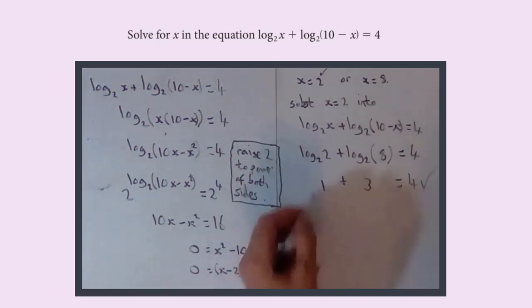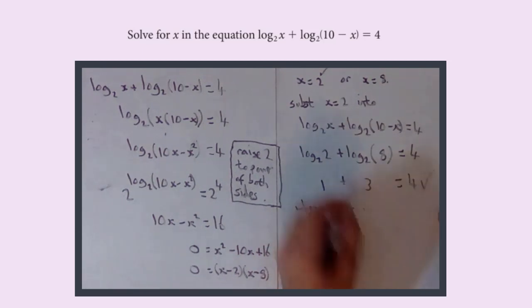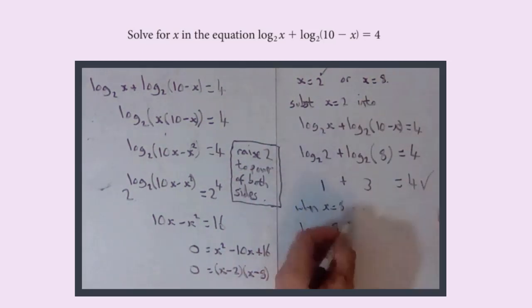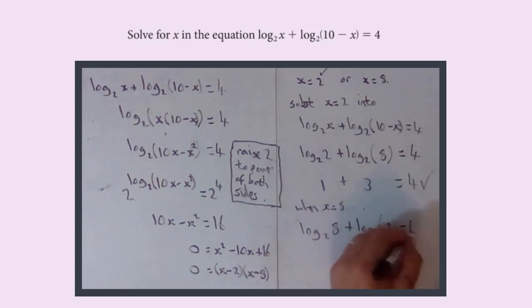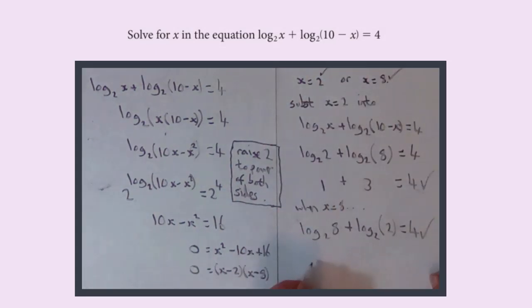If we do the same when x equals 8, I'm not going to write the whole thing, I'll just write log base 2 of 8 plus log base 2 of, well, it's 10 minus 8, which is 2. So actually it's just the same thing, but the other way around, equals 4. So it must be true. So actually, these solutions are both fine.